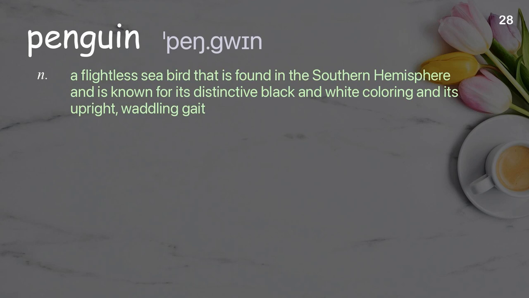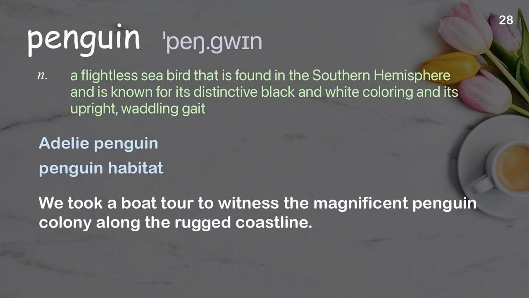Penguin. A flightless seabird that is found in the southern hemisphere and is known for its distinctive black and white coloring and its upright, waddling gait. Examples: Adélie penguin, penguin habitat. We took a boat tour to witness the magnificent penguin colony along the rugged coastline.